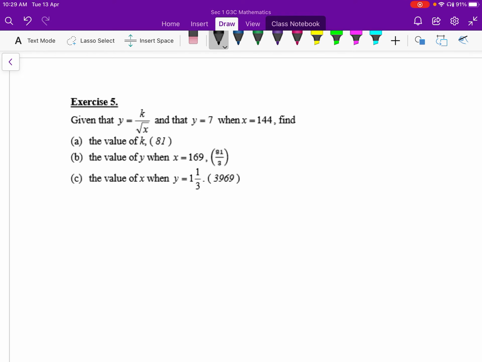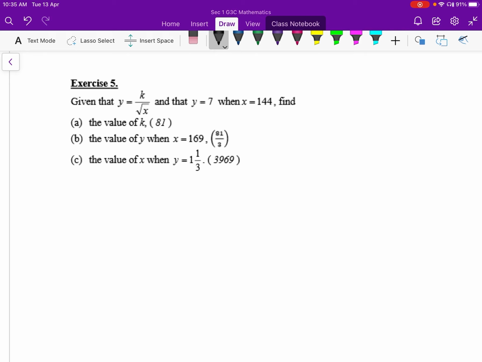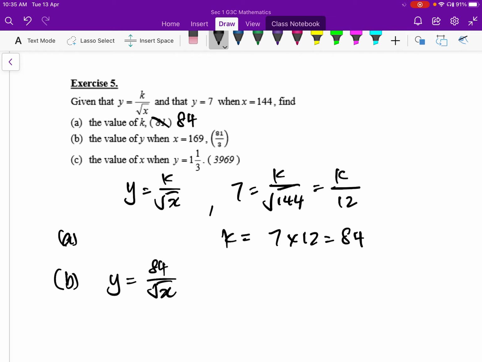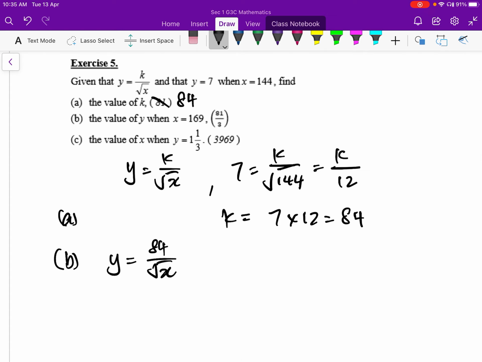Okay, let's try exercise 5 by ourselves. So y equals k over root x. Do the substitution. y is 7 equals k over root 144, which is k over 12. Therefore, k will be 7 times 12, which is 84. That's for part A. Then in part B, we now have our updated formula, y equals 84 over square root of x. So when x equals 169, y equals 84 over root 169, we get 84 over 13.